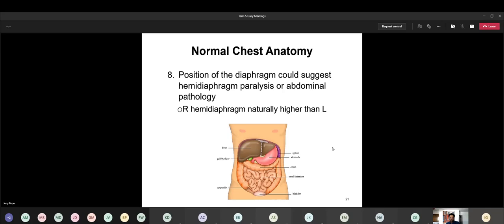But when there's a problem with the diaphragm itself, then we have to take that into consideration. Say there's a hemidiaphragm paralysis situation going on, or the liver is now enlarging, maybe hepatomegaly for whatever reason, and that's causing the right side of the diaphragm to be even higher than normal.